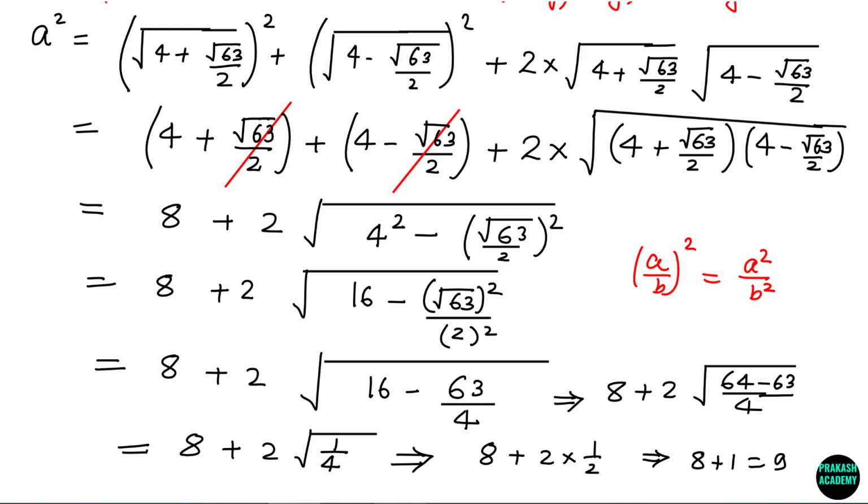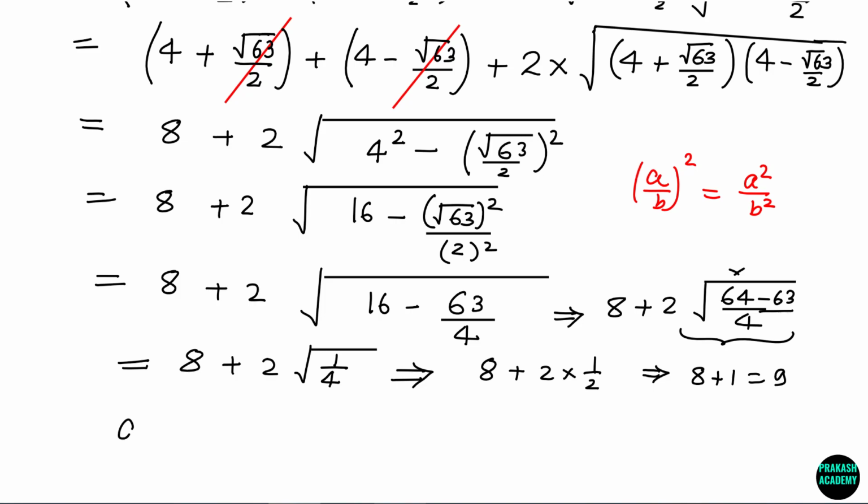Now see, here I have taken the positive square root, that is the square root of this term. I have taken the positive square root. So generally this square root denotes the positive square root. That's why root of 1 by 4 is 1 by 2. So A square is equal to 9.